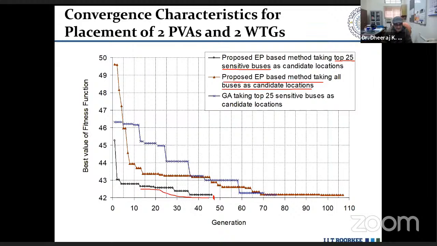So this is the convergence. It took more than 100 iterations. We also verified our results by using GA, genetic algorithm, taking the top 25 sensitive buses, and it takes about 75 iterations to converge.